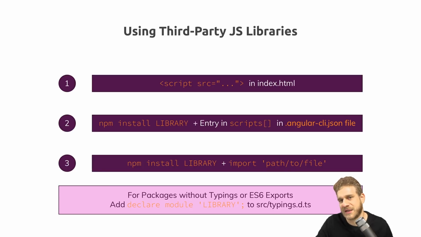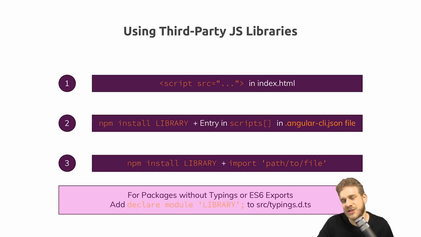typings.d.ts file you should find in your Angular projects, or which you can create if you don't have it. And there you add that declare module and then your library name line here. And thereafter, when importing it in other JavaScript files, TypeScript should understand the features of that library. You need to add an import statement then though. With the scripts array approach, this will not work.